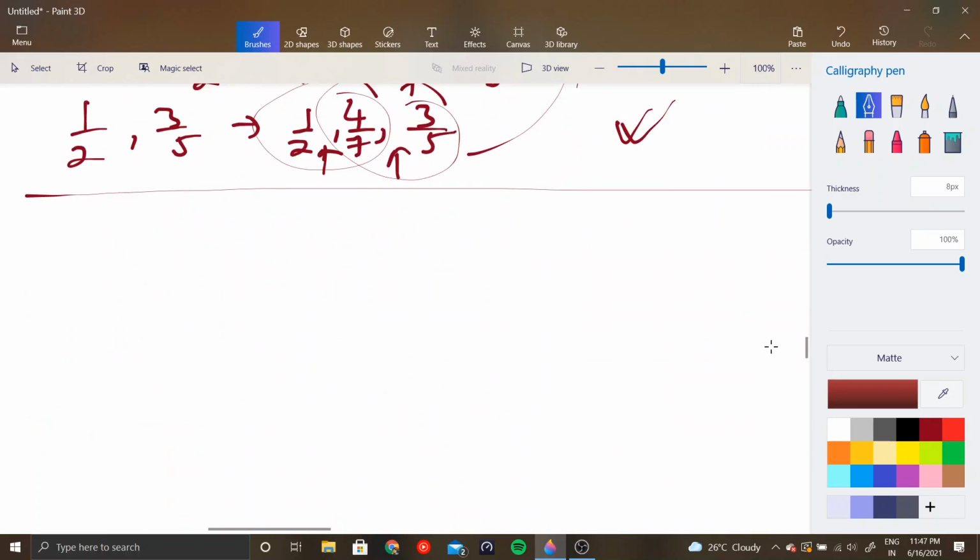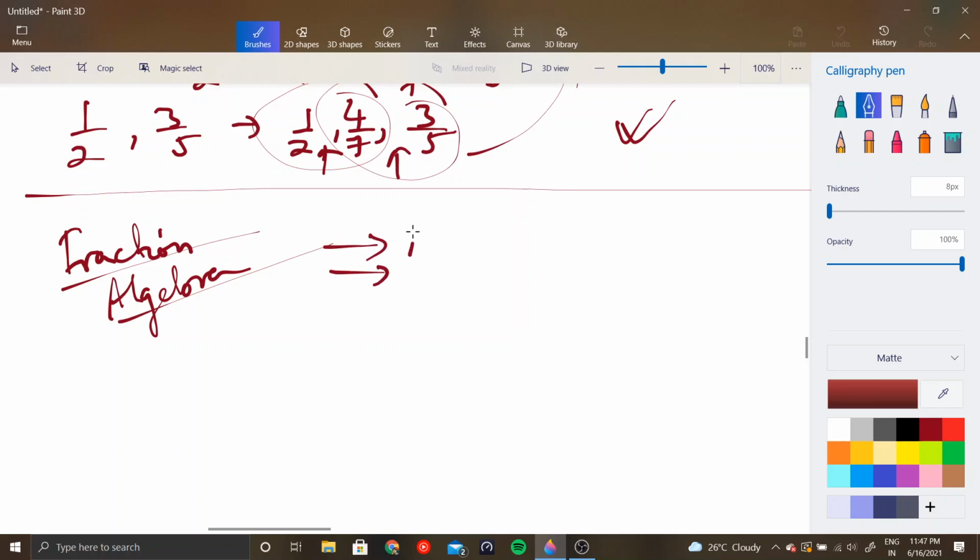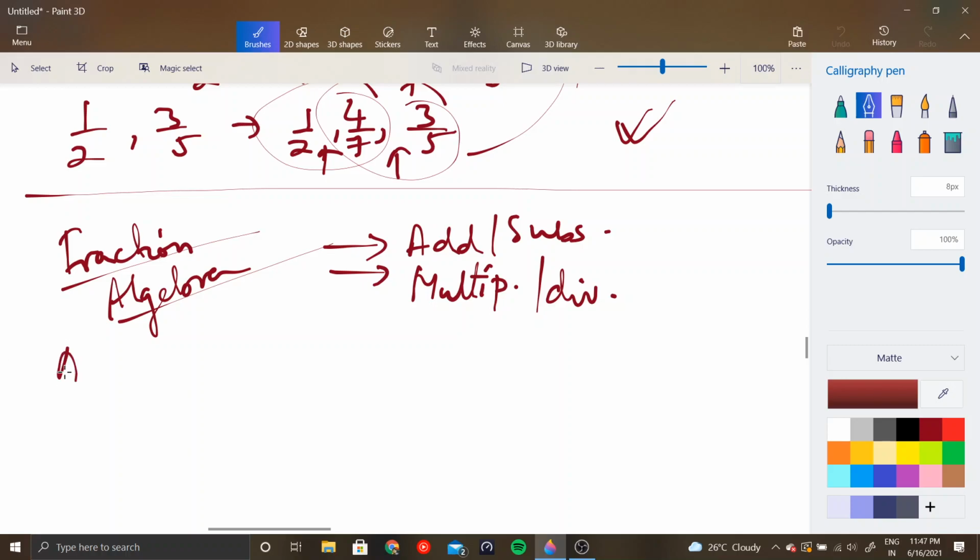Okay. Now let us look into fraction algebra. Now this is fairly simple. This is nothing very complicated. So we'll look at 4 basic operations: addition and subtraction. These will cover a single subdomain, and the next will be multiplication and division. So let us start with addition and subtraction.